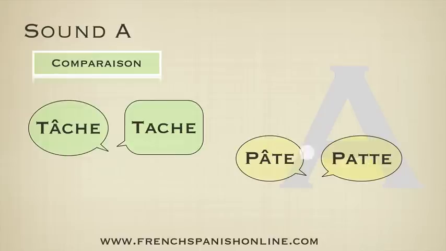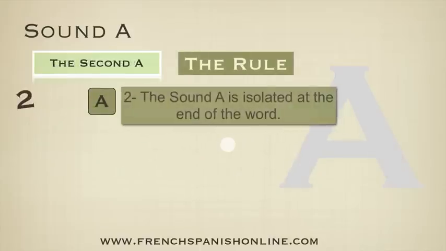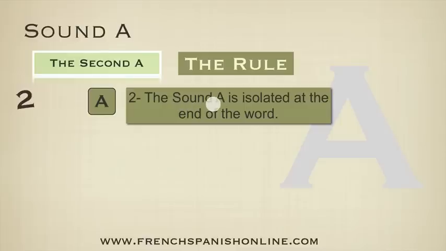The second rule is when the sound A in a word is isolated at the end of the word. Let's take some example. Chat for cat. So here we don't pronounce the letter T. So at the end of the word, we have the sound A, chat. And in this case, we use the second A in French, chat. The same thing for va, the verb to go. He goes, il va.